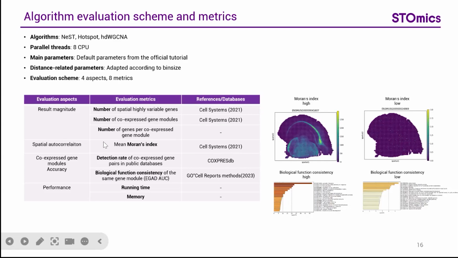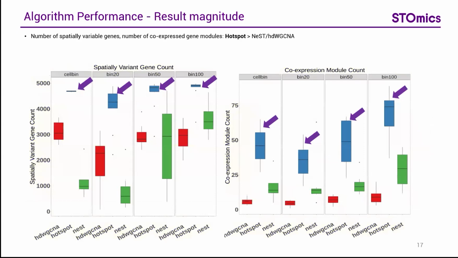For the accuracy of spatial co-expression gene sets, we calculate the detection rate of co-expressed gene pairs in public databases, and evaluate whether genes in the same gene module have consistent biological functions. Additionally, we tested the runtime and the memory usage of each algorithm. Next, I will share the algorithm evaluation results based on 11 test cases using the above evaluation scheme.